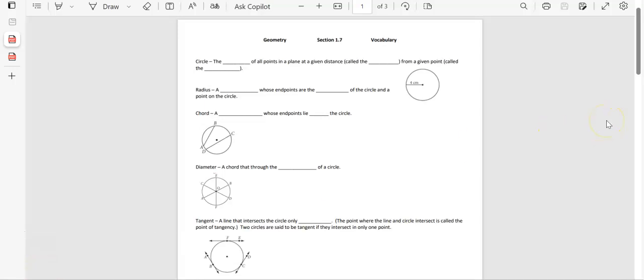Hi everyone, this is the last lesson in chapter 1. Today we are doing lesson 1.7 and it is about circles. So we've been talking about plane figures.